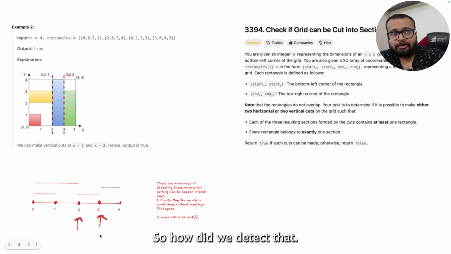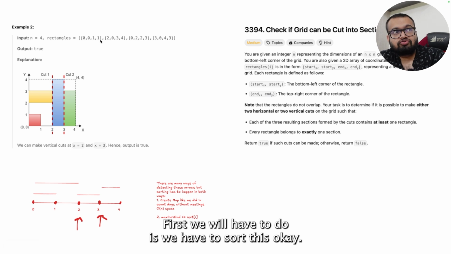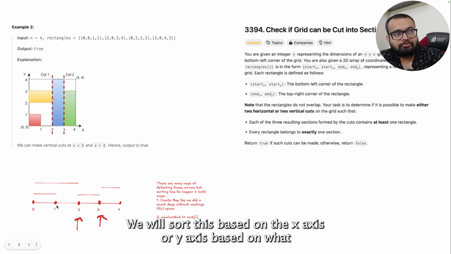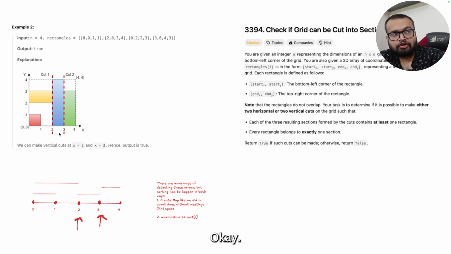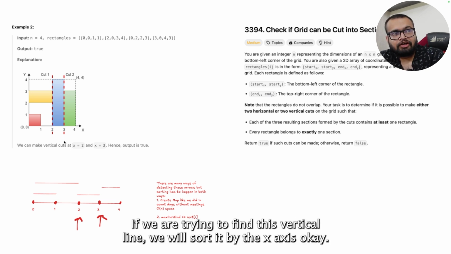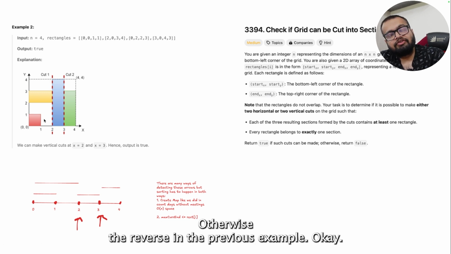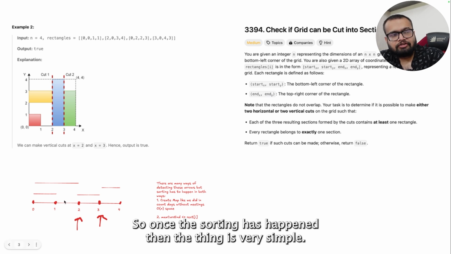So how did we detect that? There can be many ways of detecting. First, we have to sort this. We will sort this based on the x-axis or y-axis, depending on whether we are finding the horizontal line or the vertical line. If we are trying to find the vertical line, we will sort by the x-axis, otherwise the reverse of the previous example. Once the sorting has happened, the thing is very simple.